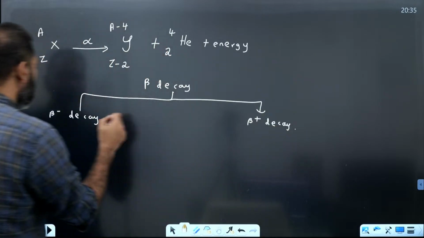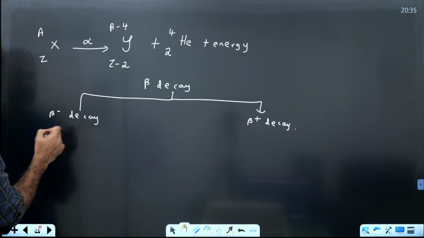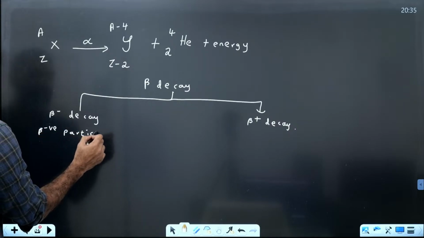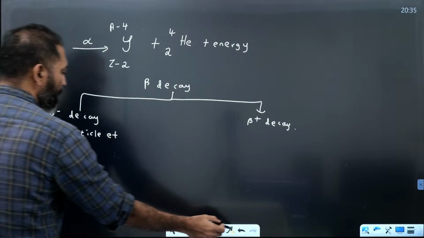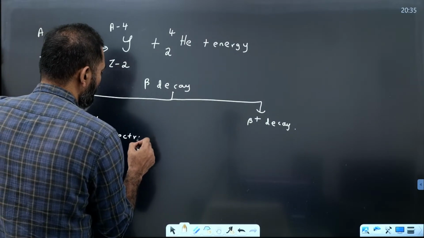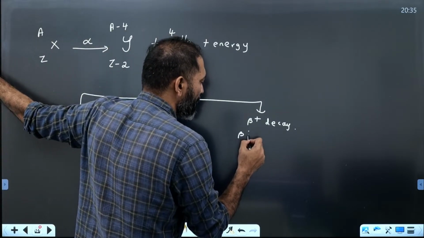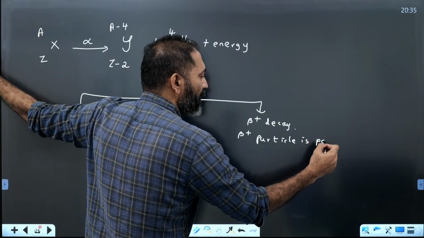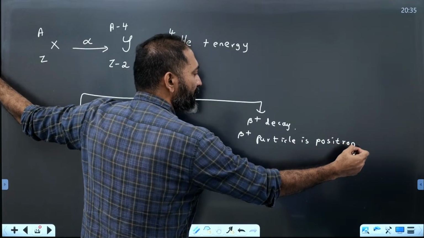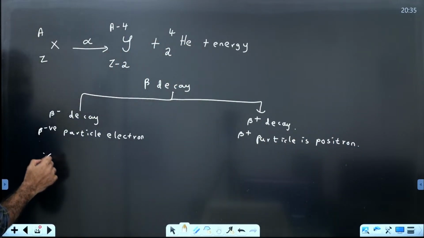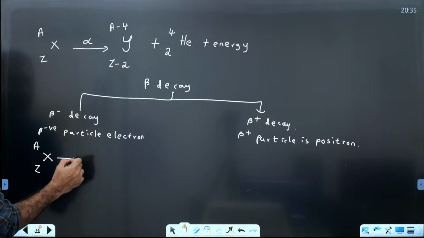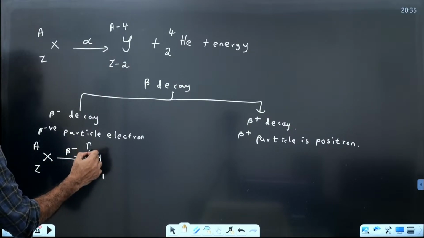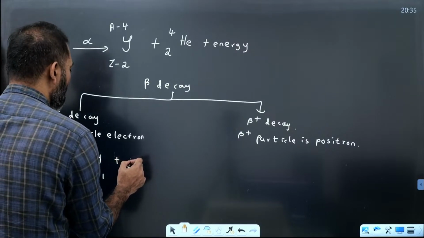In beta negative decay, the beta negative particle is an electron. The beta positive particle is a positron. So what happens in beta decay? There are two types of beta decay. Suppose there is an element X with atomic number Z and mass number A, and after beta negative decay, it becomes Y, atomic number increases by 1, no change in mass number, plus energy.